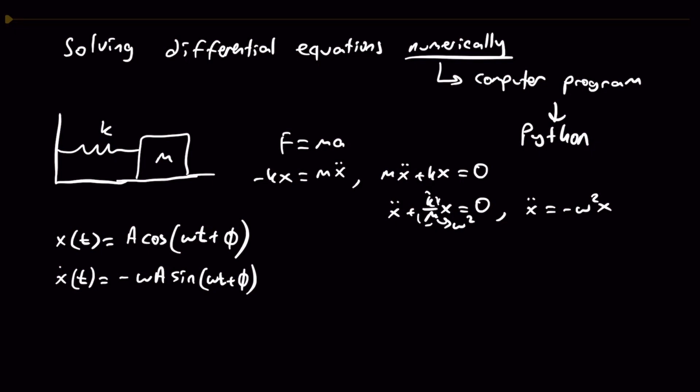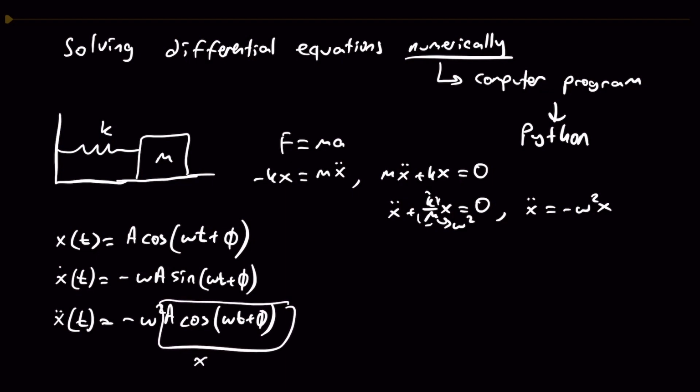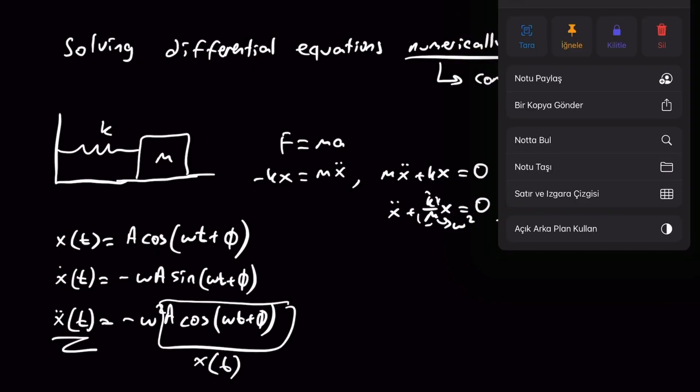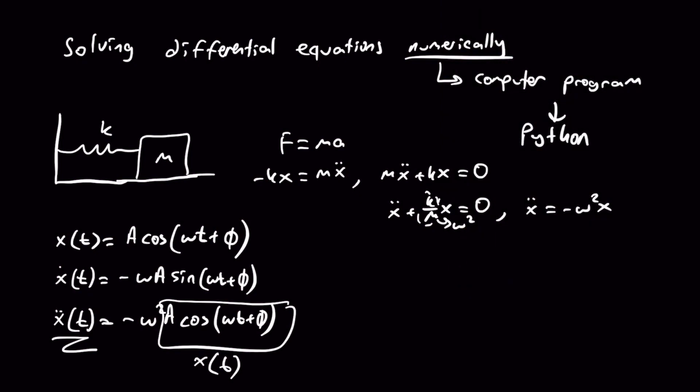And if we take the second time derivative, it's going to be negative omega squared A cosine of omega t plus phi. As you can see, this part is x of t. So what we have is the acceleration is equal to negative omega squared x. That means that in fact the equation is satisfied. Okay? So this is the solution basically.